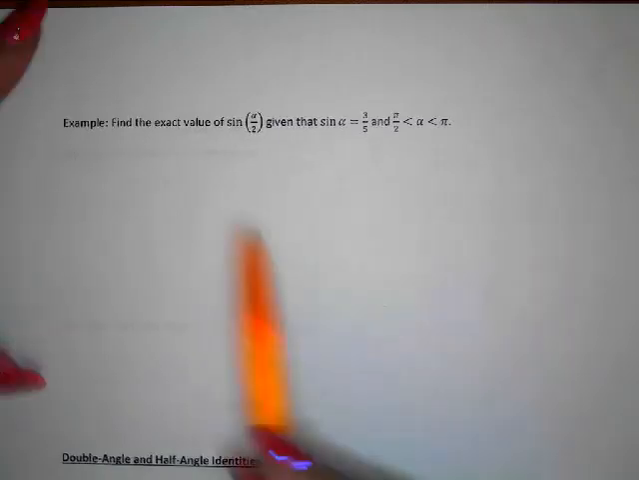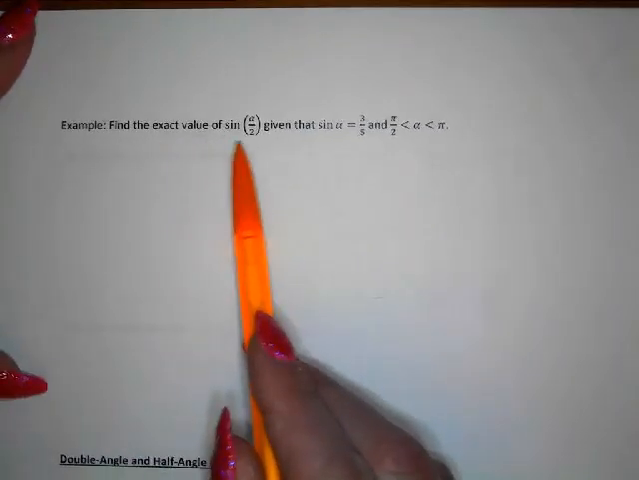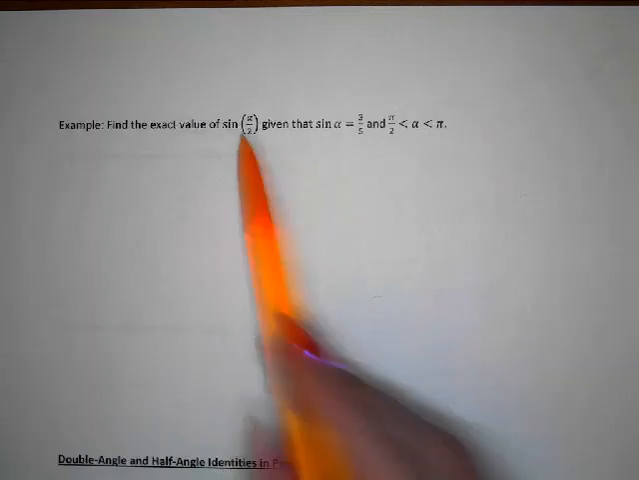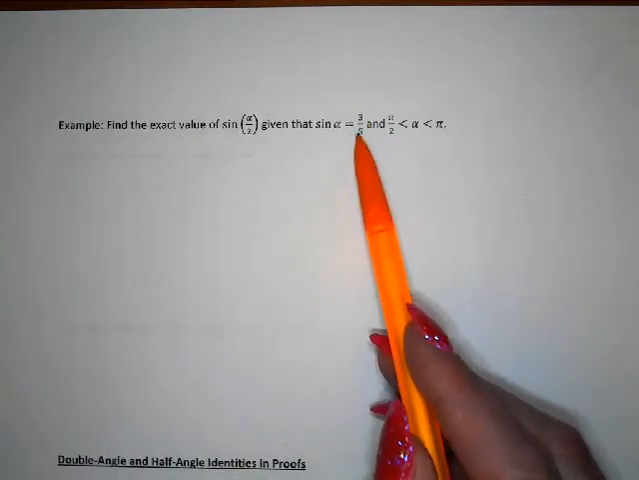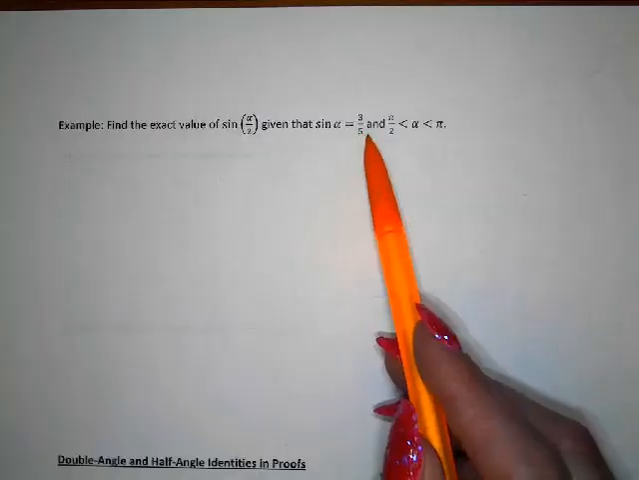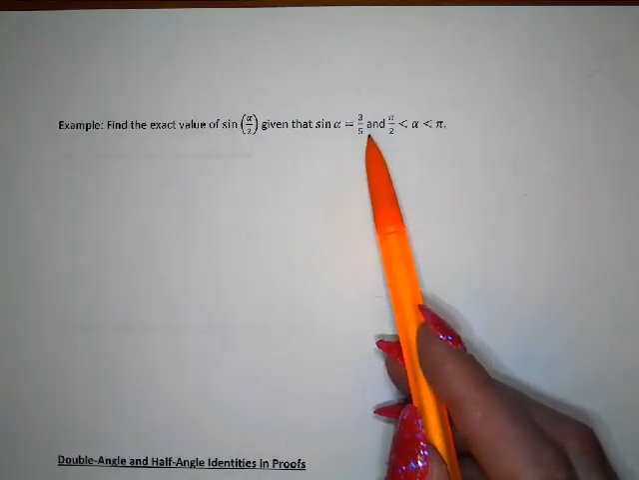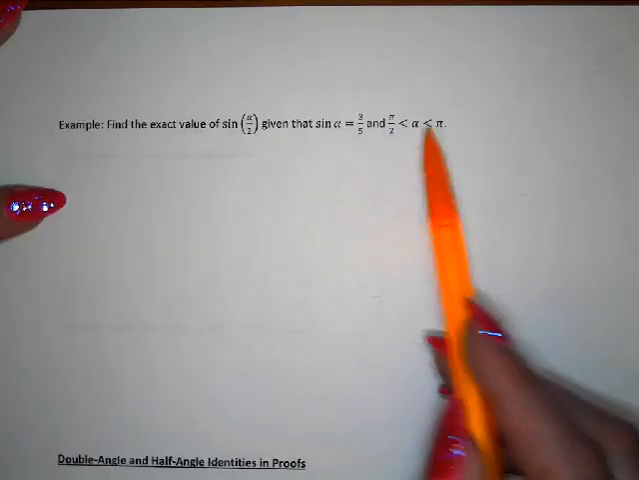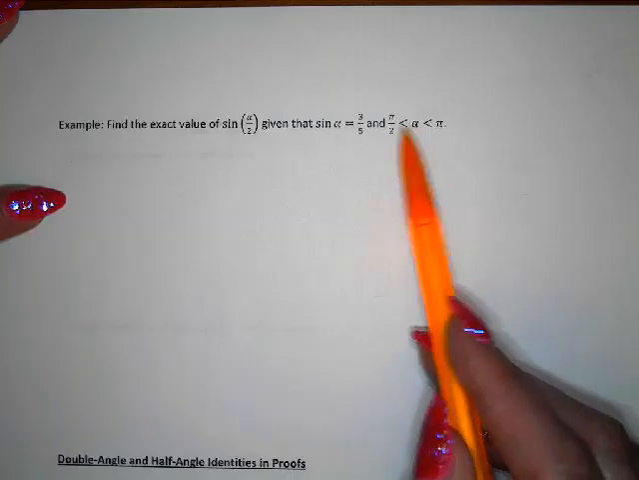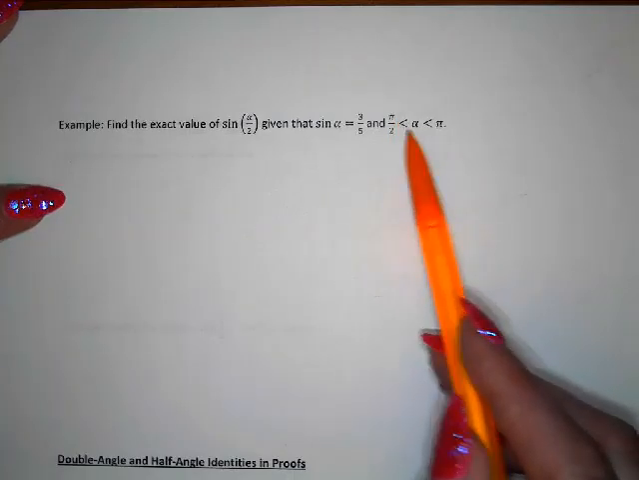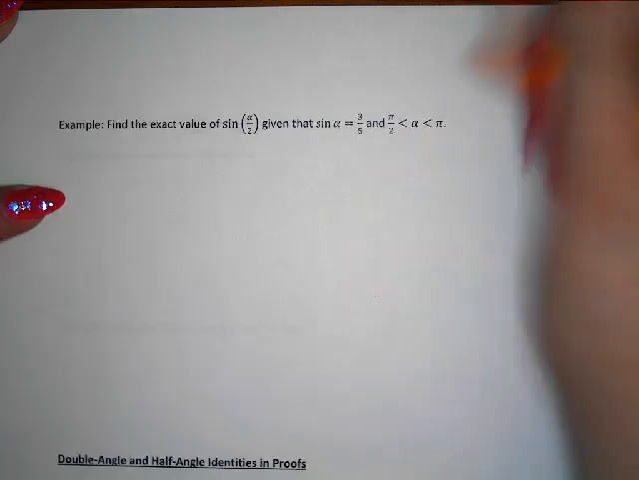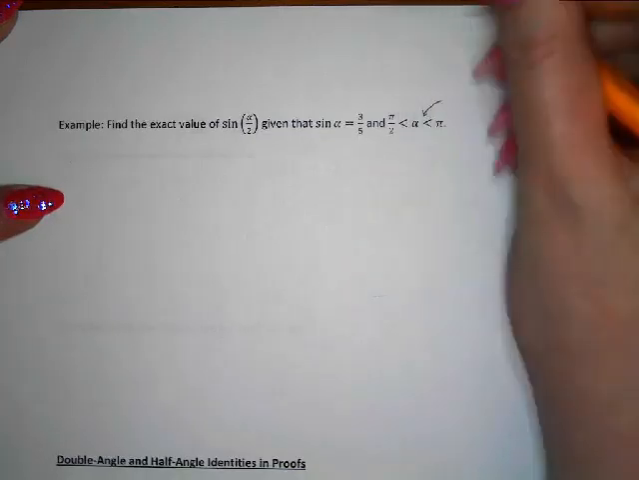All right, on this page, we're going to find the exact value of sine of alpha over 2, given that sine alpha is 3 over 5. So we're not using a value from the unit circle. We're imagining that we've drawn a triangle. And that triangle is for an alpha value of pi halves to pi. And so this triangle would have been drawn in quadrant 2.